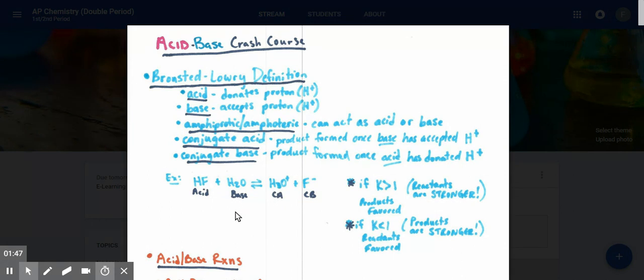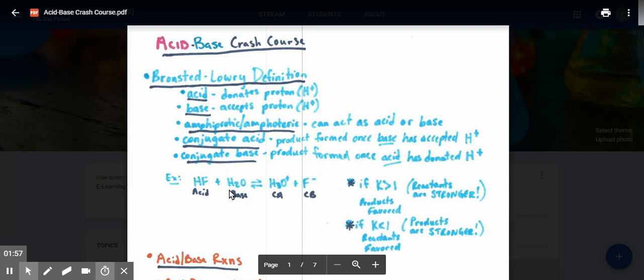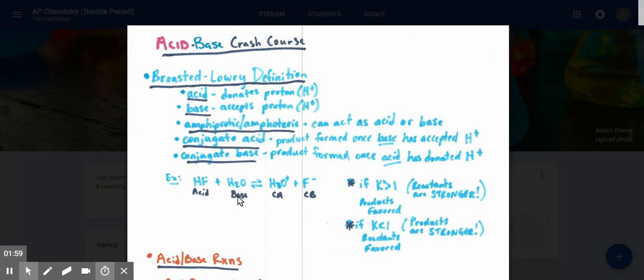So they like to ask sometimes about your conjugate acid-base pairs. One pair would be HF, which is the acid, and F-, which is the conjugate base. And another pair would be H2O, which is the base, and H3O+, which is the conjugate acid.